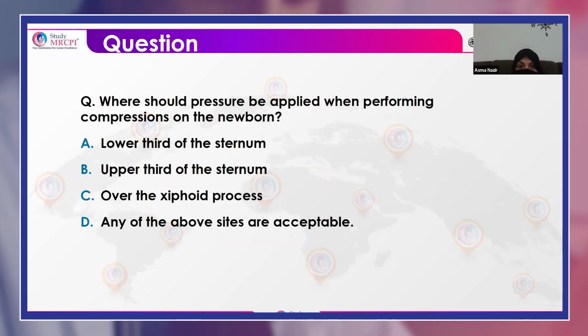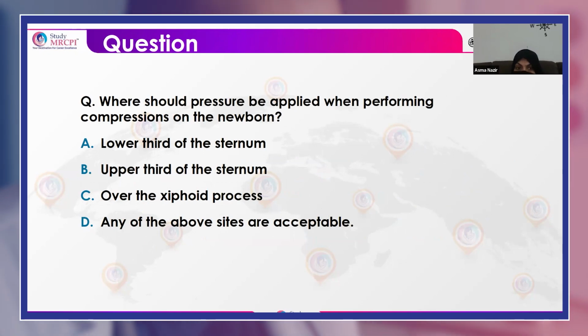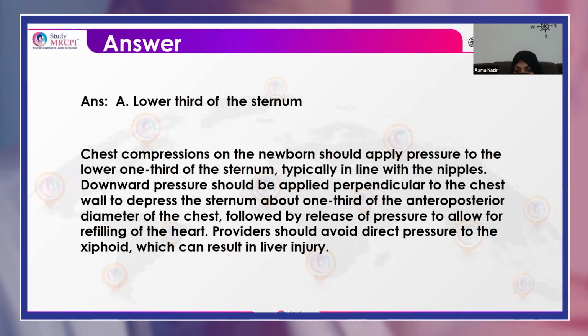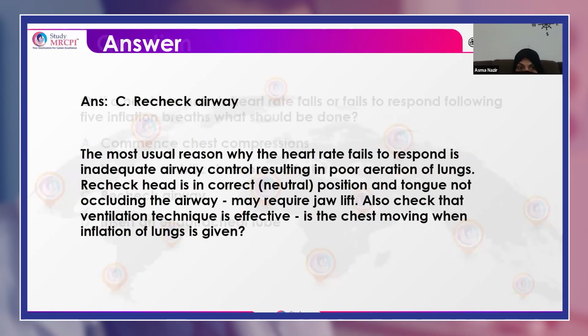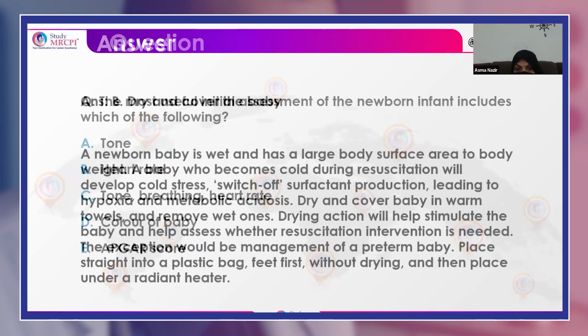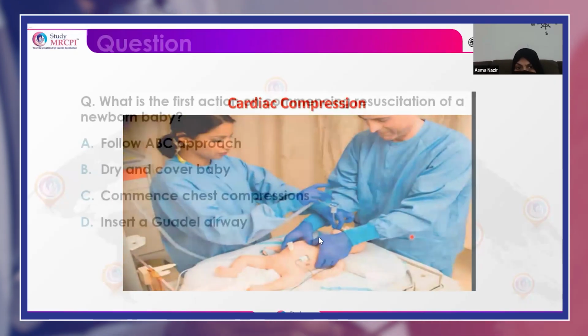Another question: where should pressure be applied when performing compressions on the newborn? Option A, lower third of the sternum. Option B, upper third of the sternum. Option C, over the xiphoid process. Option D, any of the above sites are acceptable. So yes, it's the lower third of the sternum. As you can check on the slide as well, I can show you again. Look, this is the lower third of the sternum where we are going to give the compressions.